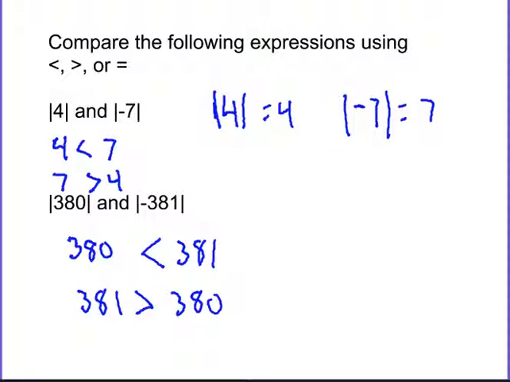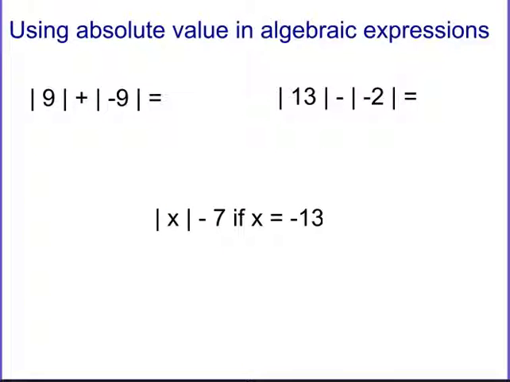All right, the other thing that we'll do involving absolute value is do some expressions. And here, before you start, absolute value brackets are treated like parentheses. They come before any operations that are outside of the brackets. Okay? So the plus sign is outside of the brackets, outside of the parentheses here. So the absolute value of 9 plus the absolute value of -9 is 9 plus 9. So 18.